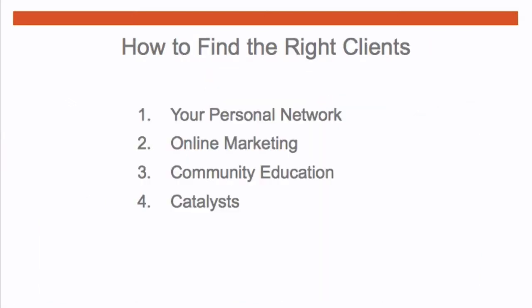Now let's look at the practical aspects of how to go and find these right clients. There are 4 good ways. These 4 ways are your personal network, online marketing, then community education, and finally, catalysts. What are catalysts? It sounds like something from chemistry. Well, it is, but we're not going to get into chemistry here. We're going to talk about a very specific type of person that will help you grow your network, and I'll explain what that is in a moment.